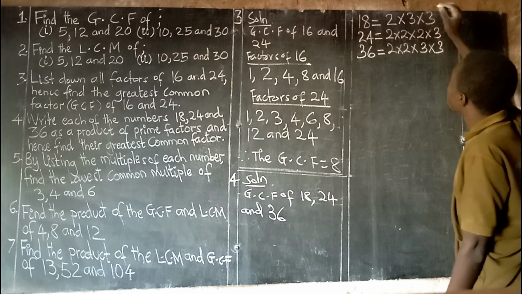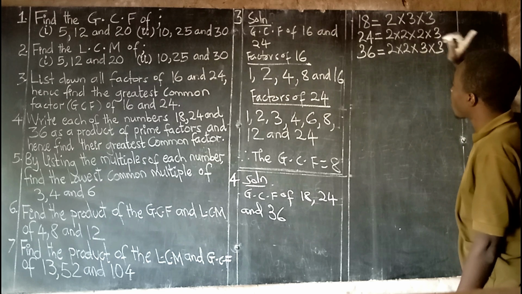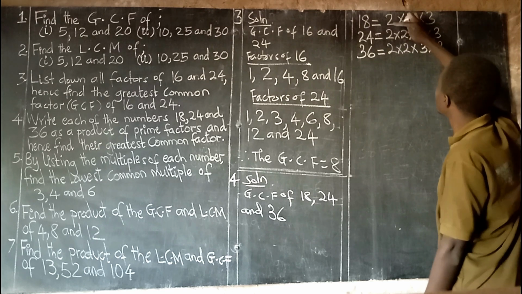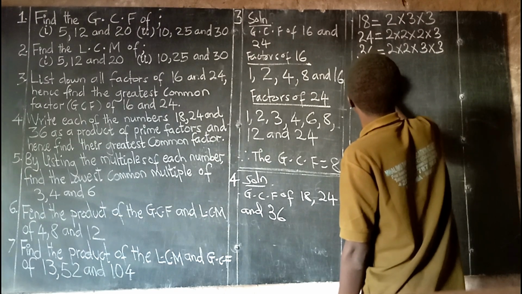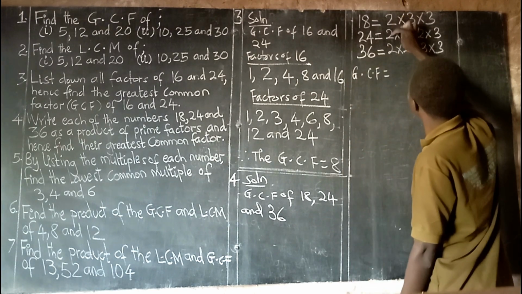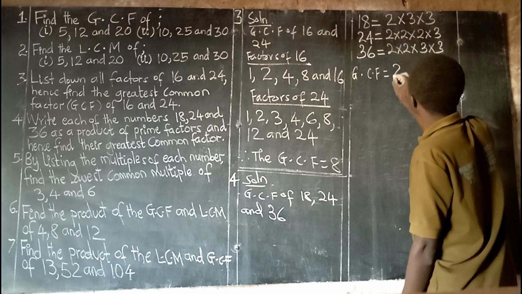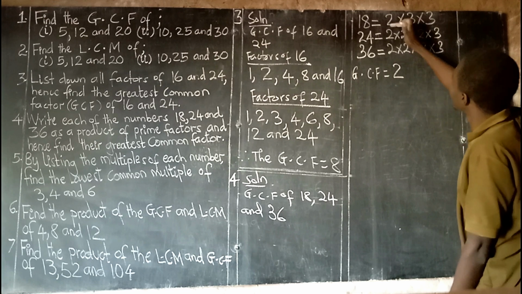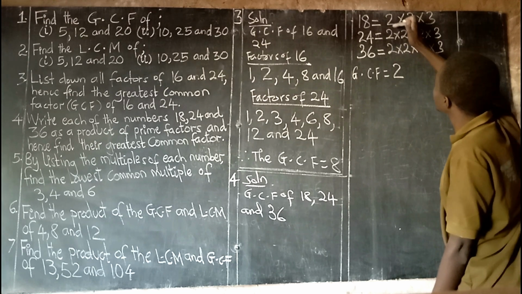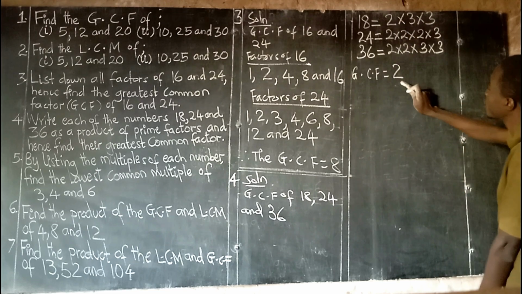the factor which is common to all the 3 numbers once. You take it once. So here we have 2, 2, 2. So the GCF will be equal to, we have 2 as common in all the 3 numbers, so we write 2. We take it once. Don't take it 2 times 2 times 2. As 2 is common to all the 3 numbers, you take only a single 2, as you can see.